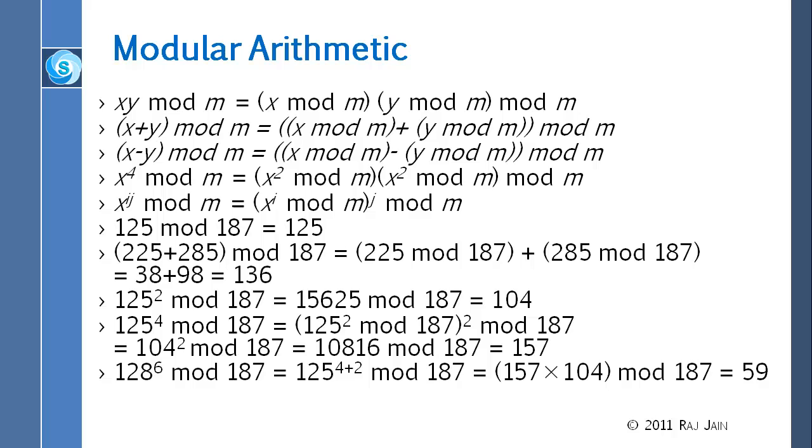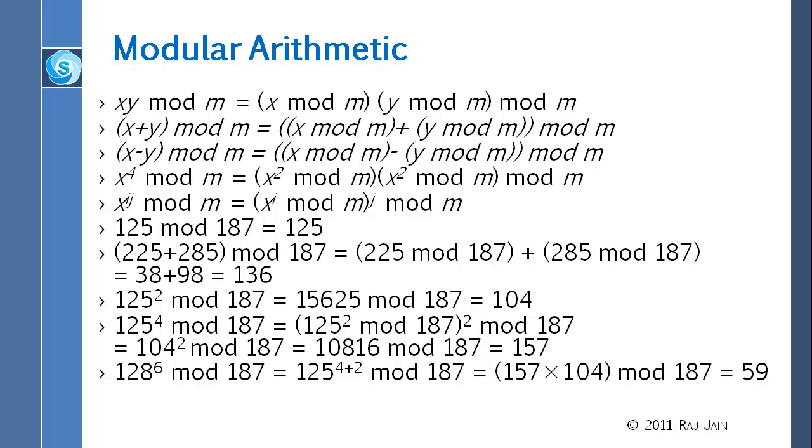Similarly, you can do x minus y. You can do powers, x raised to 4. If you want to do x raised to 4, you can do x raised to 2 and x raised to 2, and both of them then do mod first, and then you do mod on the product. If you want to do x raised to i times j, you can do x raised to i and then raise the whole thing to j.